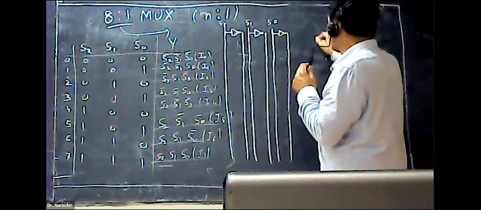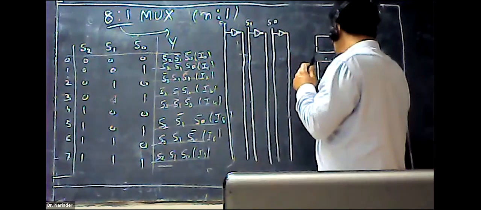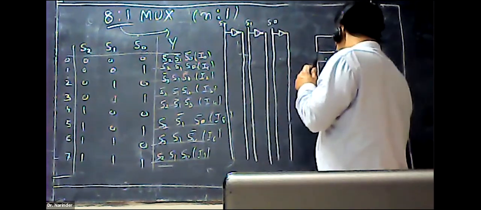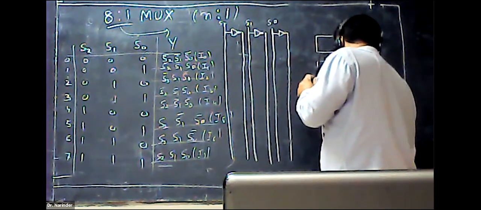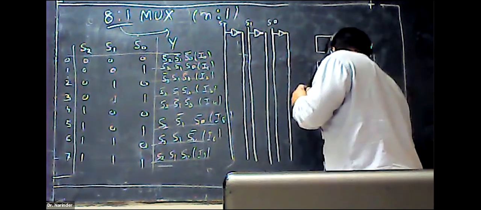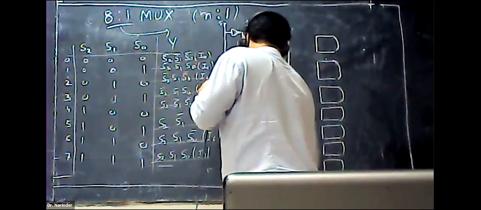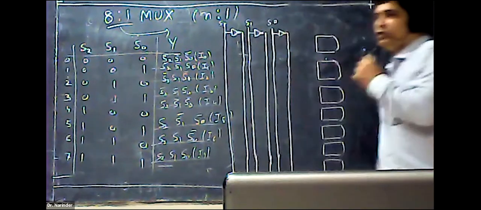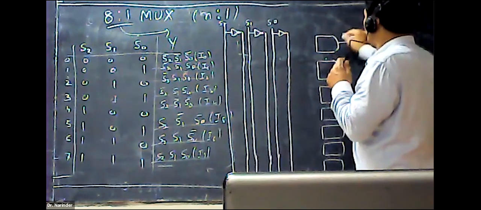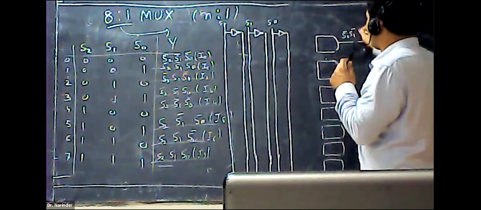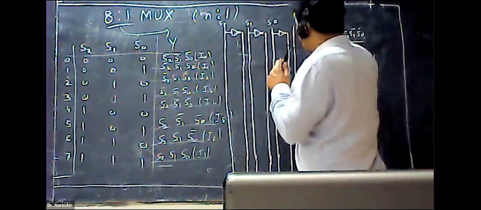1, 2, 3, 4, 5, 6, 7, 8. 8 AND gates are required right there. You should connect the circuit as S2 bar, S1 bar, S0 bar. And there is one line you have to draw for enable. This would be your enable.